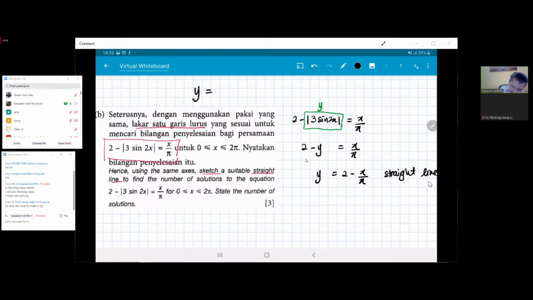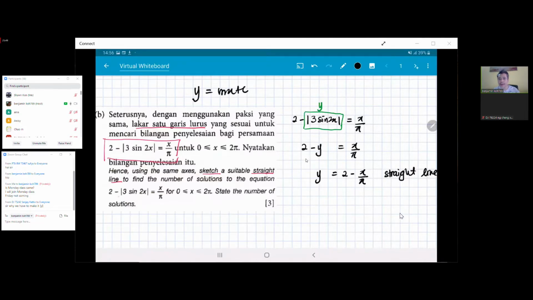Get it? Okay, persamaan garis lurus must fulfill this criteria, which means you must have y, what? Must have gradient, that's why mx. And number 3, must have the c, lintasan y. Okay, so that is why you got to make it in this form. Boleh faham? Okay, Sanjay? All right, now moving on.